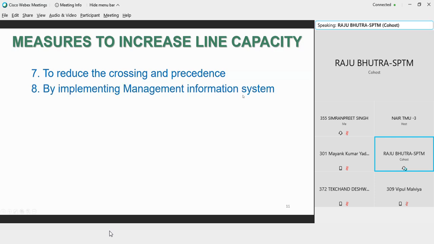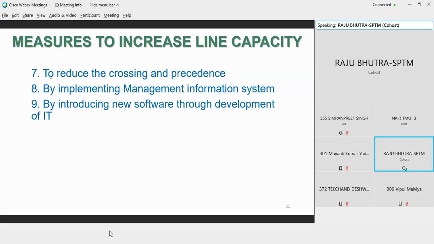By implementing a management information system. So by having a good management information system, we can get proper feedback, or we can monitor the movement of trains in a better way. That will also lead to an increase in efficiency and an increase in line capacity. By introducing new software through development of IT. A lot of new software is being developed by using IT. We'll be discussing those software. They will also increase the efficiency of operation.